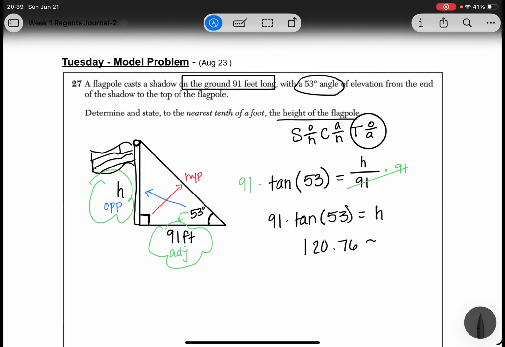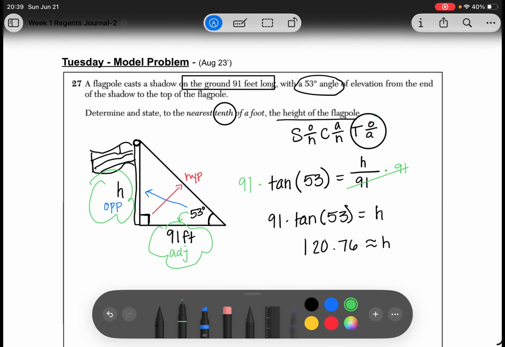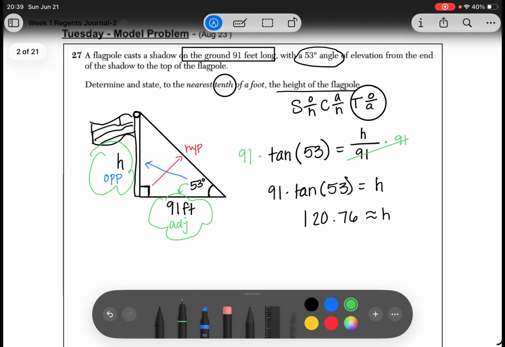And that is approximately the height. But this question is telling us to round to the nearest tenth of a foot. So to round to the nearest tenth, we need to identify what number is in tenth place, which is the first digit to the right of our decimal point. So our 7 is in the tenth place, we're going to look next door to it.